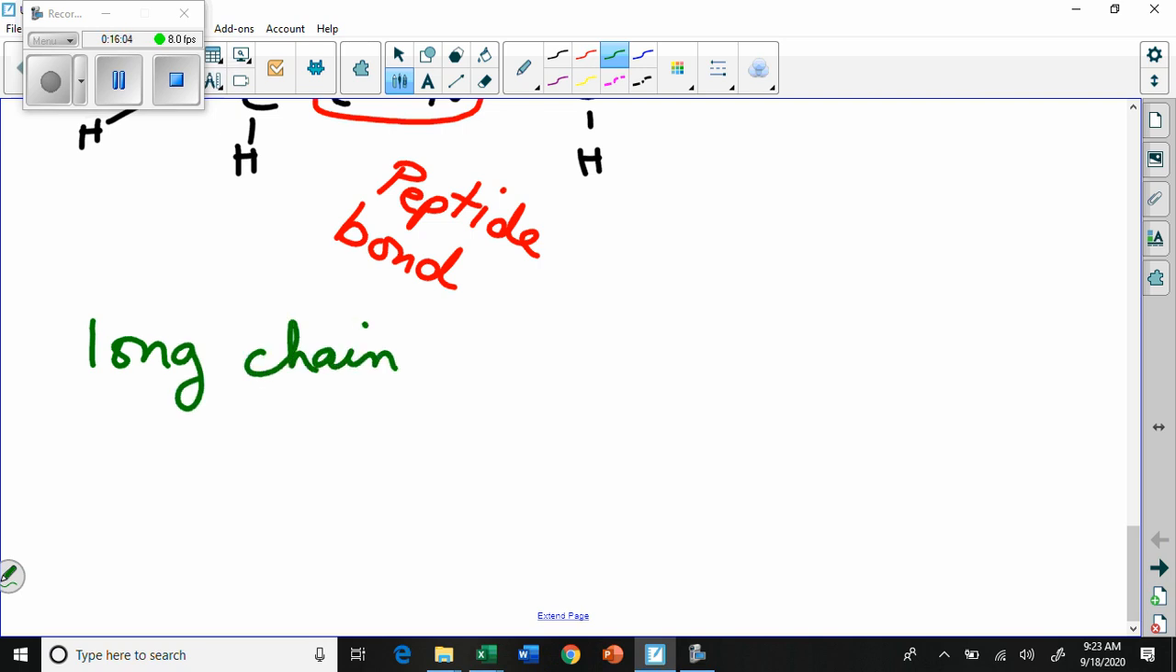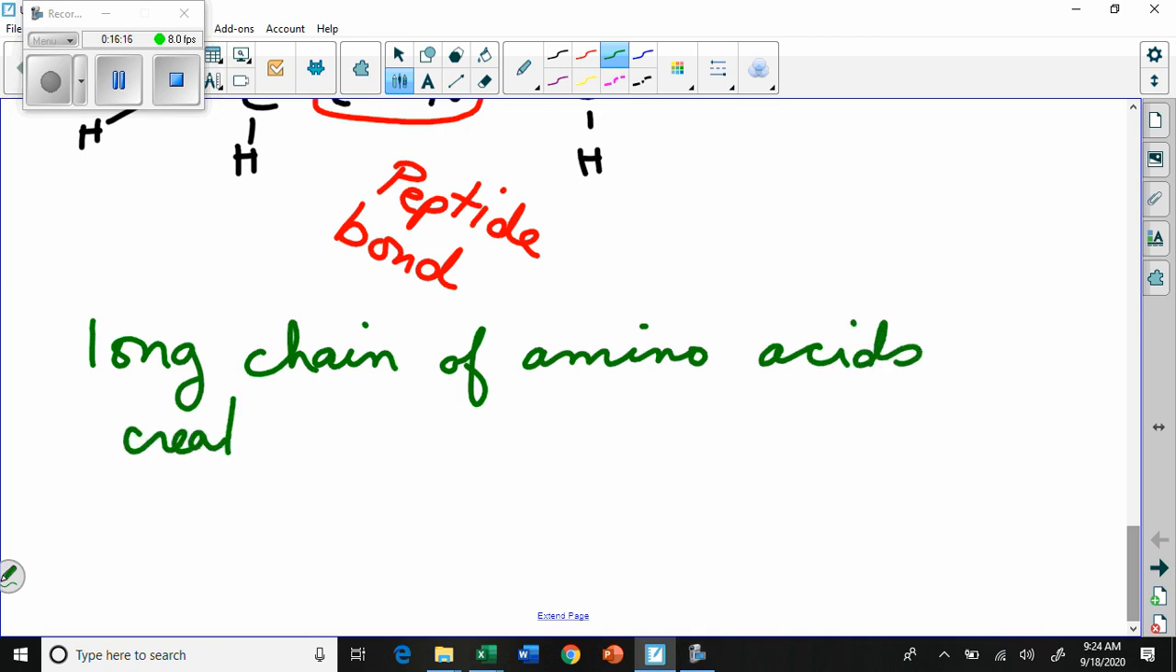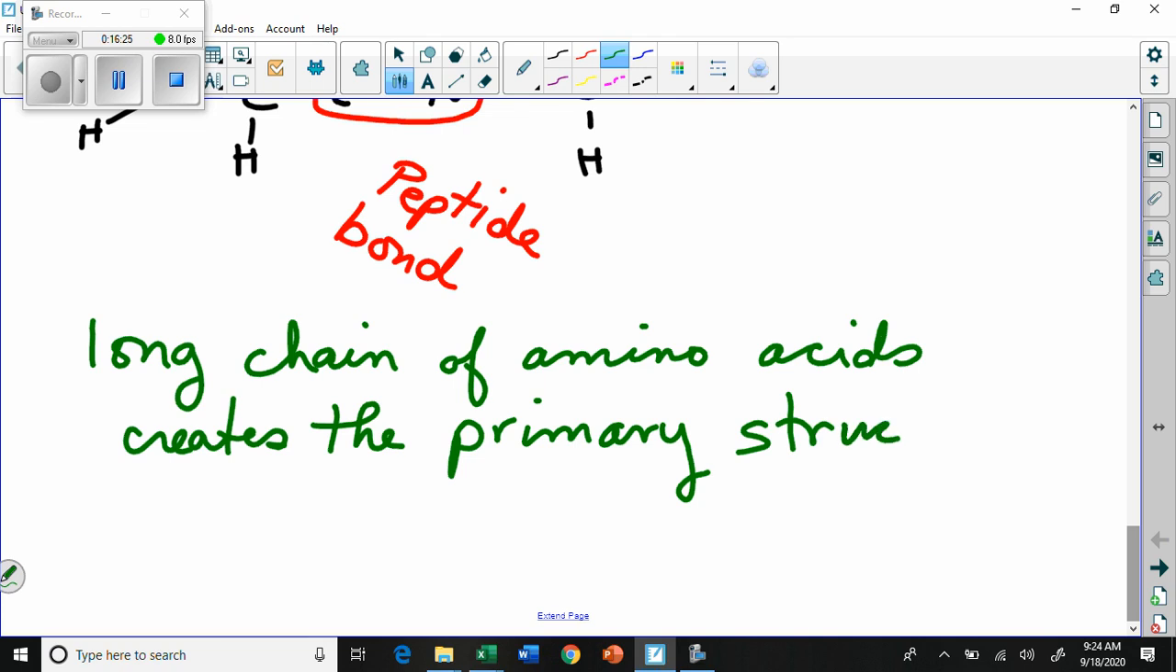So this long chain of amino acids creates what is called the primary structure of a protein. But it turns out that's not the end of the story. The protein is a bit more complicated than just that.